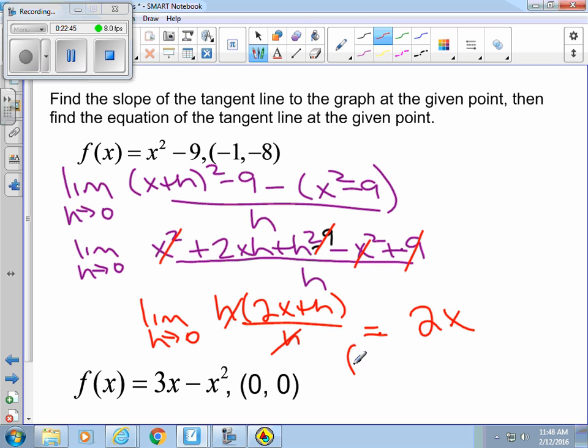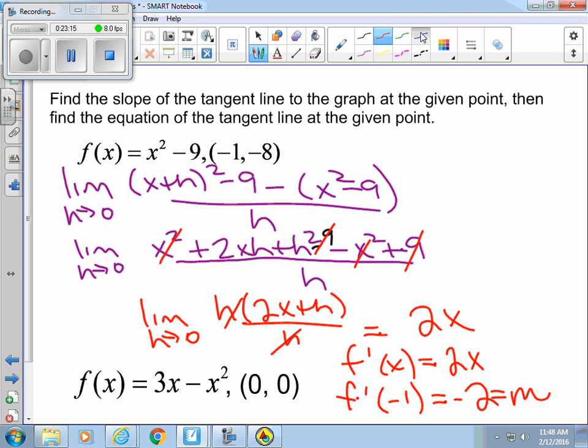So, f prime of x is 2x. Remember, this is the slope of the curve at any x. If I want the tangent line at -1, -8, where do I want the slope at? At -1. Everyone agree? So f prime of -1 is -2. That is my slope of my tangent line.